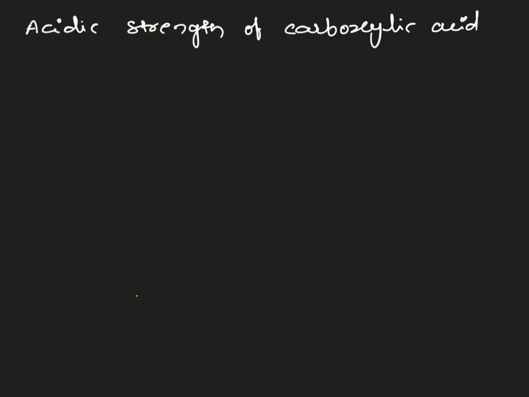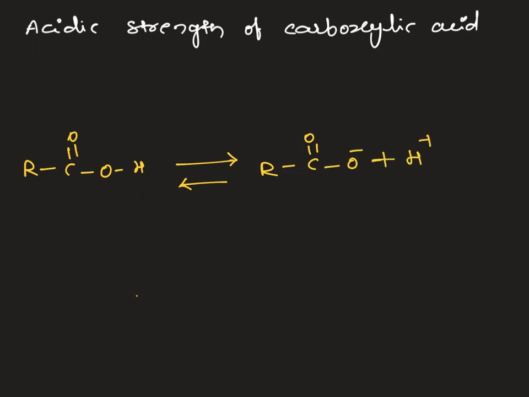If I represent a general carboxylic acid, it loses a H plus and forms a carboxylate ion and H plus. The substance which gives H plus ion is called an acid. And the acidic strength of the carboxylic acid is determined by the stability of the carboxylate ion.